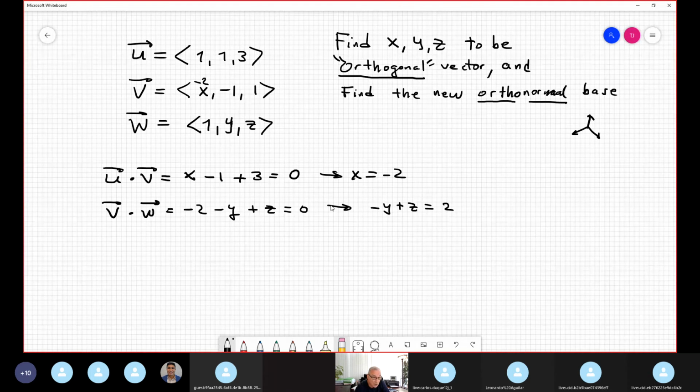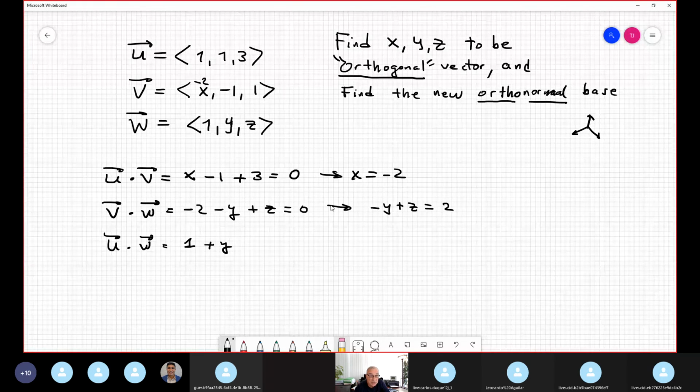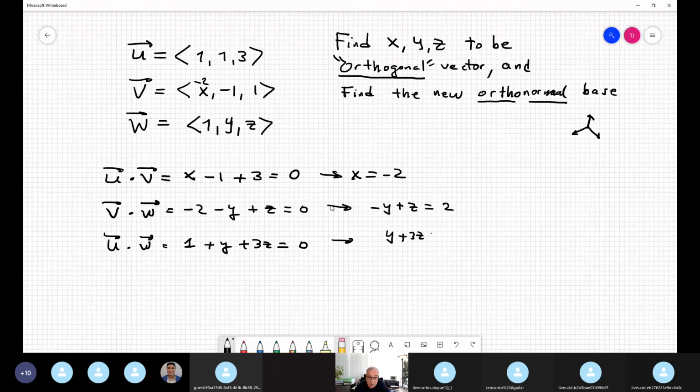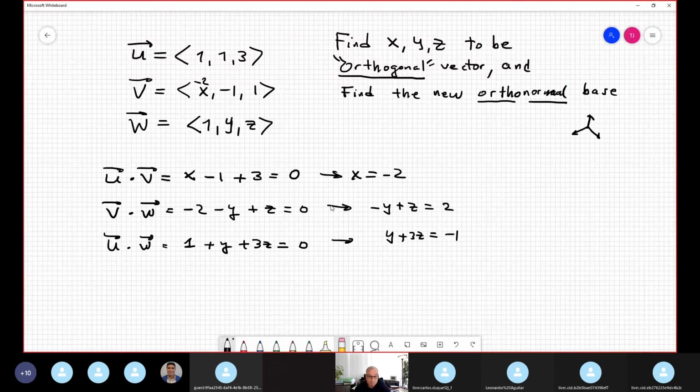So the last pair is the dot product of u and w. 1 times 1 is 1, plus y times 1 is y, plus 3z equals 0. So we have another equation: y plus 3z equals negative 1.